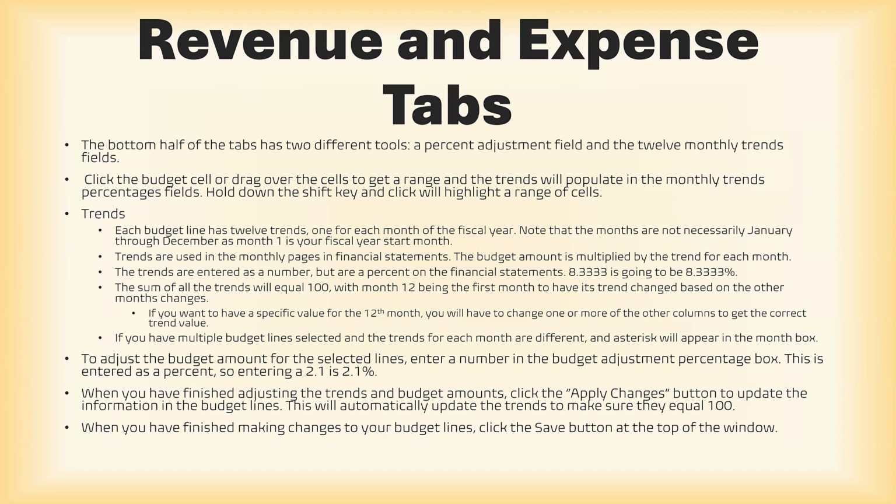So when you have finished adjusting all the trends and the budget amounts, you can click Apply Changes to update the information. This will automatically update the trends to make sure they equal 100. And this will also update the budget percentage if you had an amount in that box. When you have finished making changes, make sure you click Save at the top of the window. That is something even I forget to do sometimes, is click Save, and then I don't know why my thing didn't show up like it was supposed to.